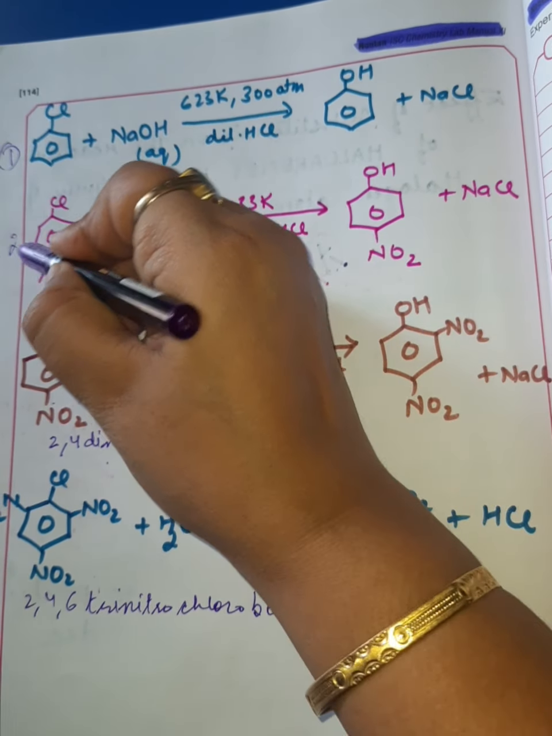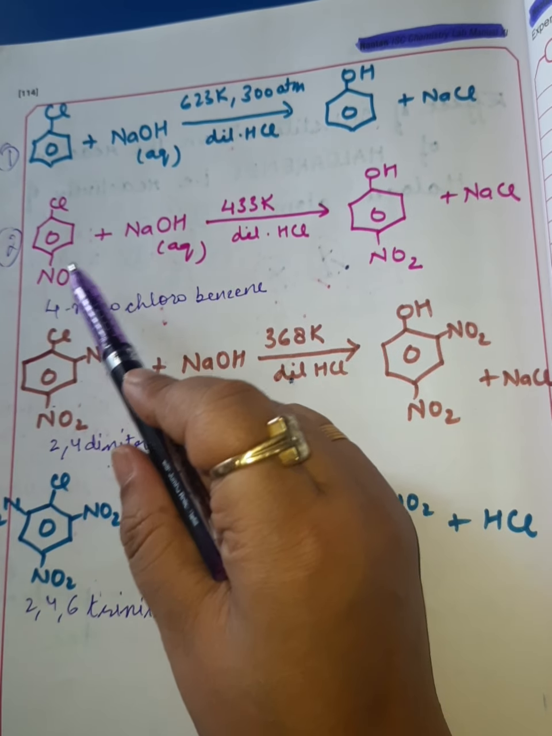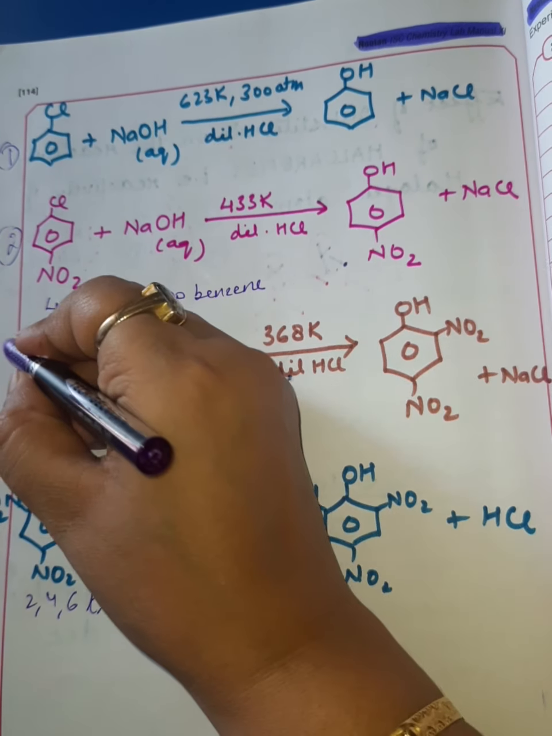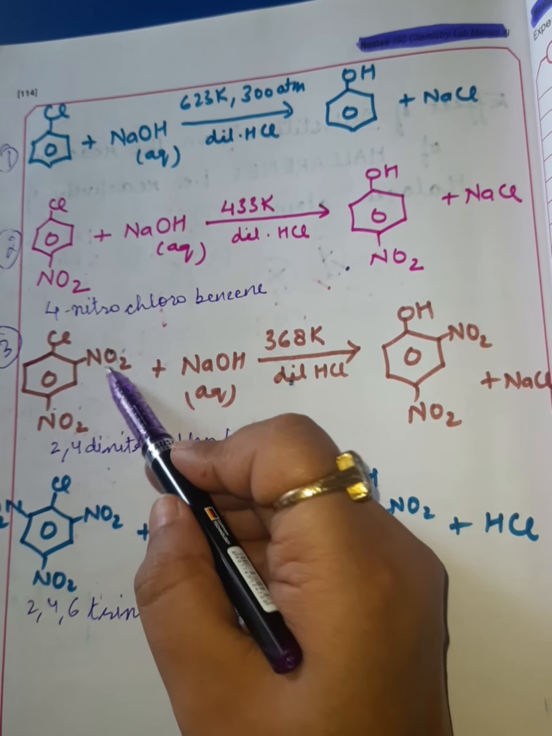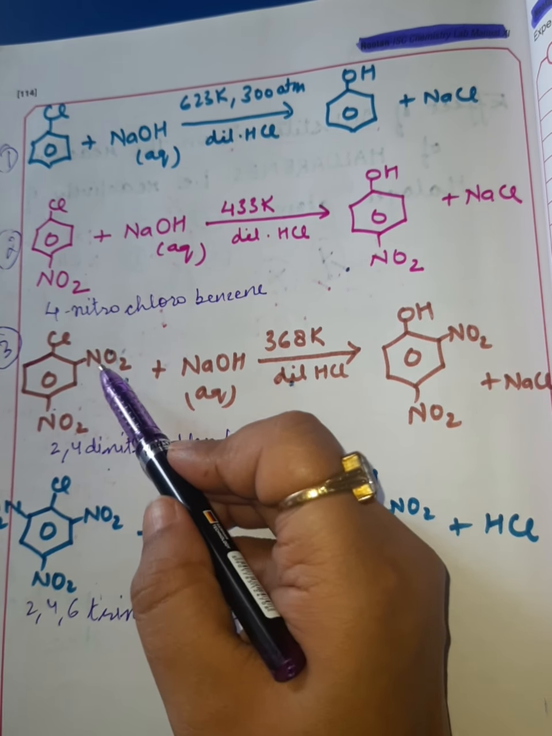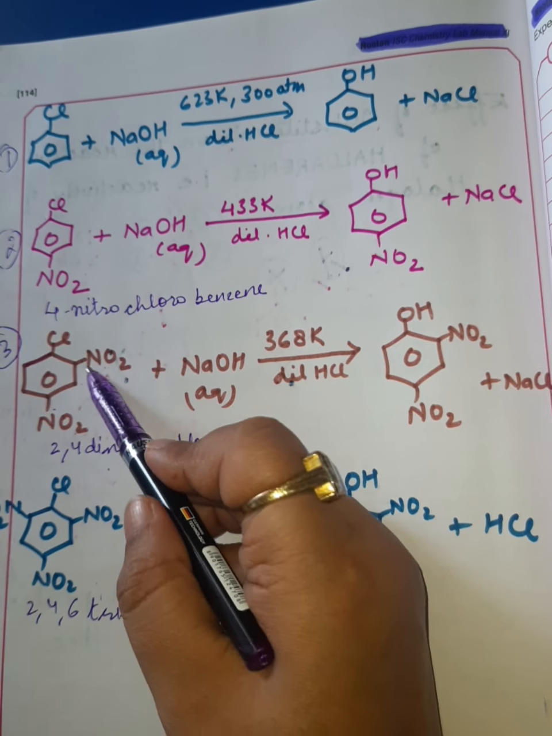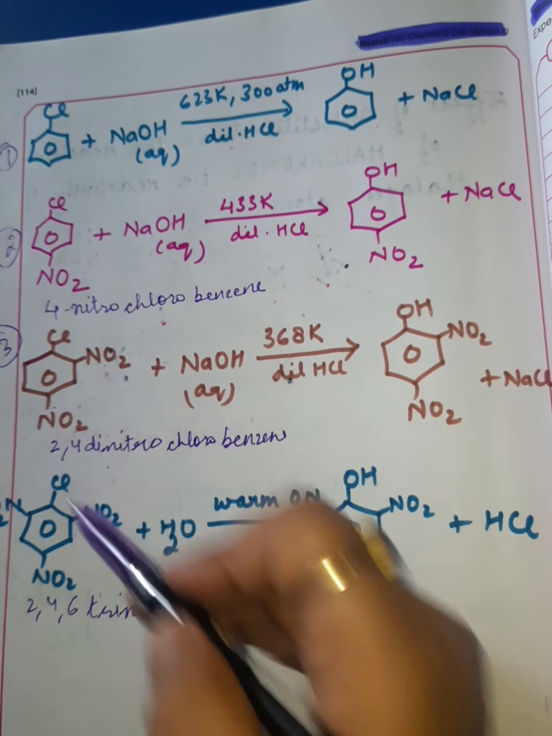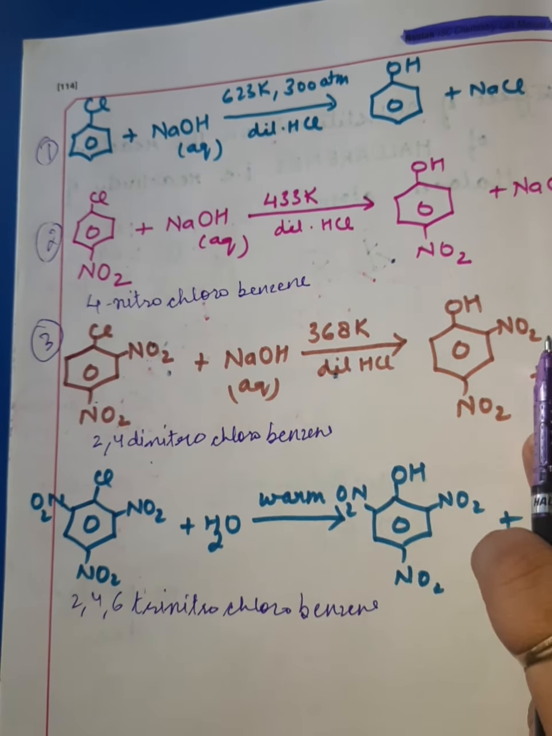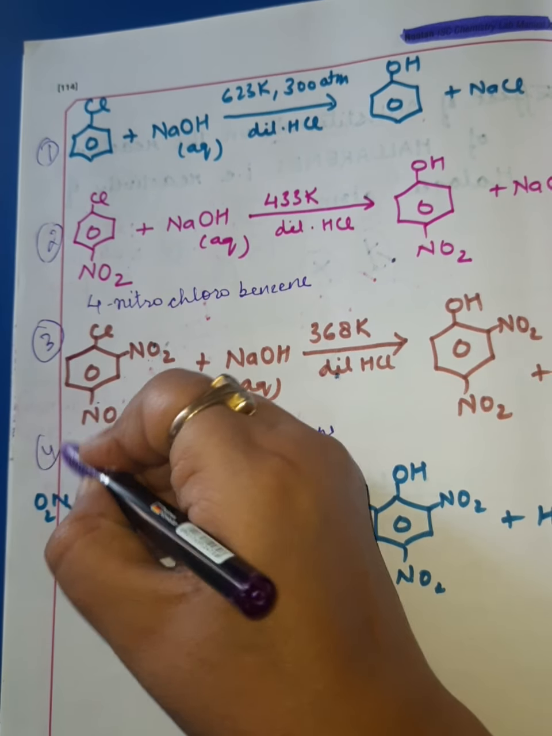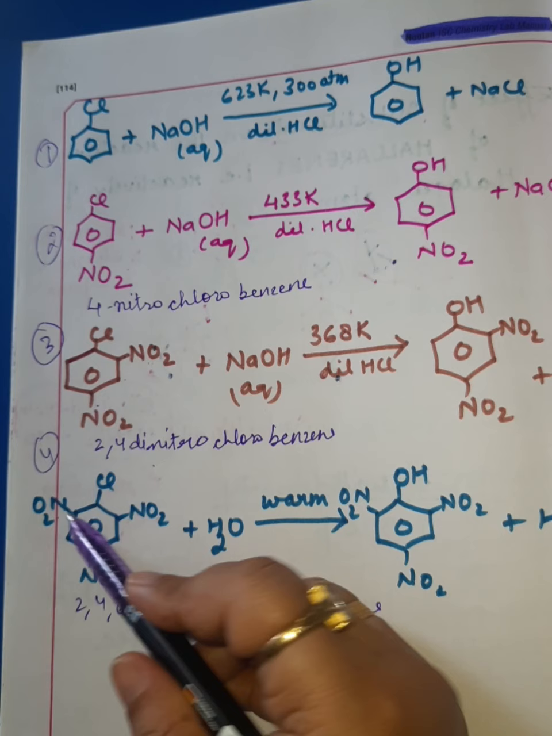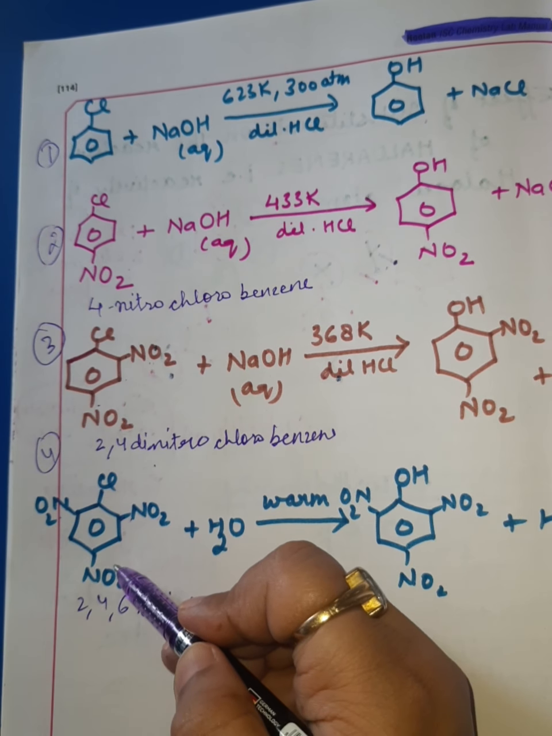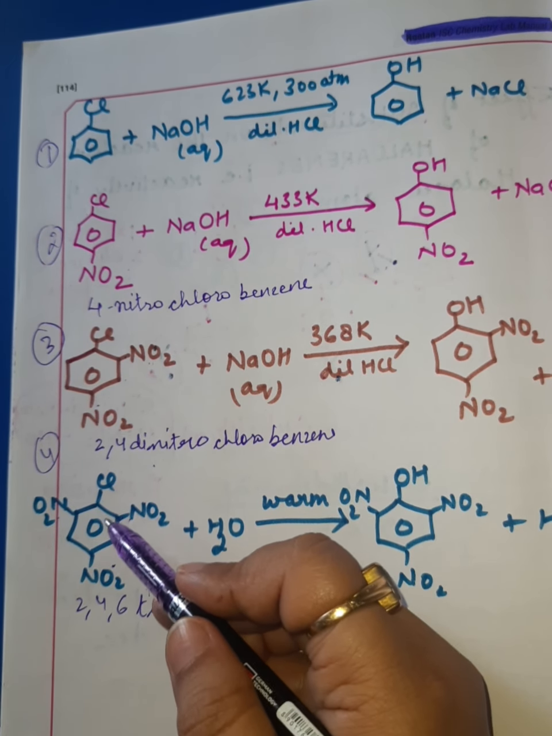substituent. In the second equation there is a substituent at the para position. In the third equation you can see there are two such substituents, two electron withdrawing groups at ortho and para position. And in the fourth equation, dear students, you can see that there are 3 electron withdrawing groups present at all the ortho and para positions, that is, 2, 4 and 6 position.